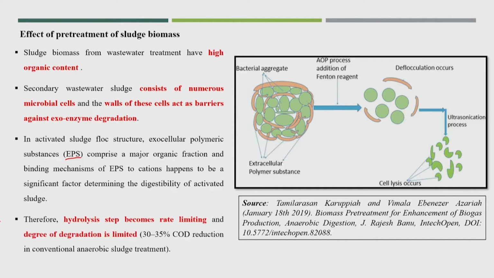By the pretreatment process or hydrolysis process, you see here, this is the entire structure of the polymer substances. Now, after the pretreatment process, the substrate will be easily available finally for the microbial degradation process. Therefore, in this case the hydrolysis step becomes rate limiting and the degree of degradation is limited, with 30 to 35% COD reduction in conventional biogas anaerobic sludge treatment.